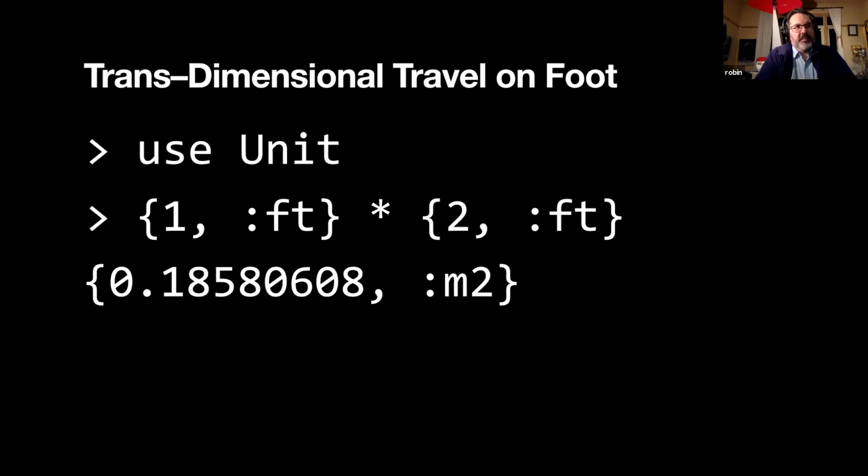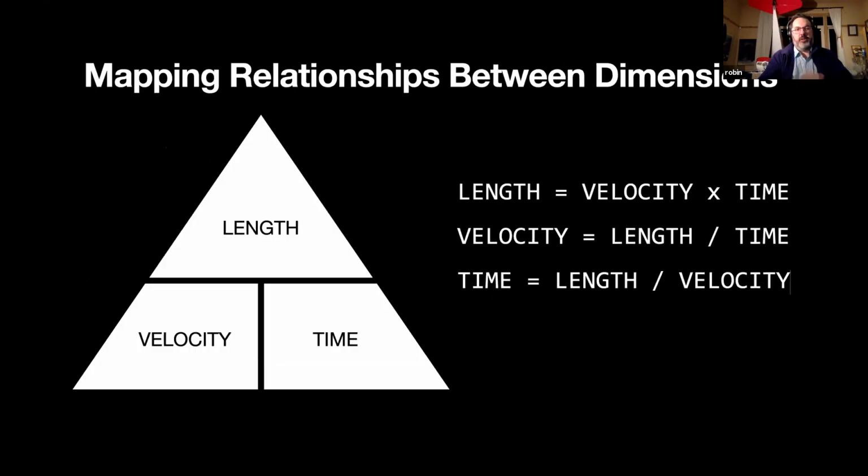Okay. So what we need to know is how do we know that when we measure lengths and multiply lengths together, we get area? We're going to have to have some sort of lookup table which tells us how to go between dimensions. So what we're going to do is have these little triplets of different dimensions and how they relate to each other.